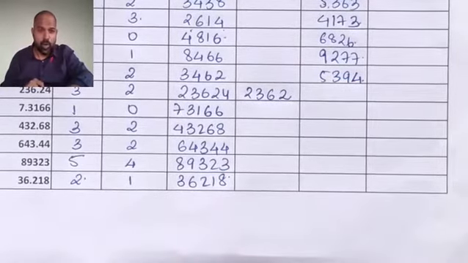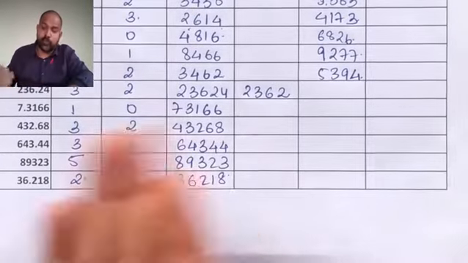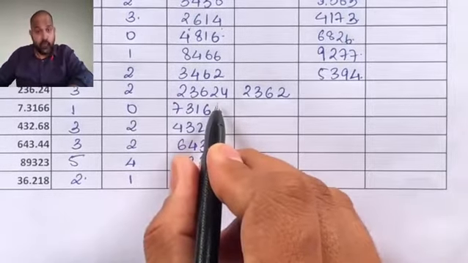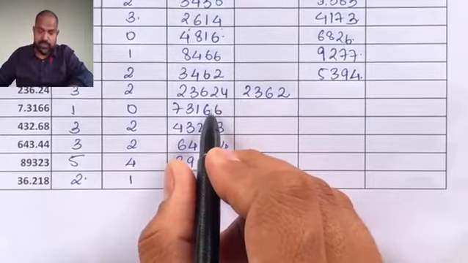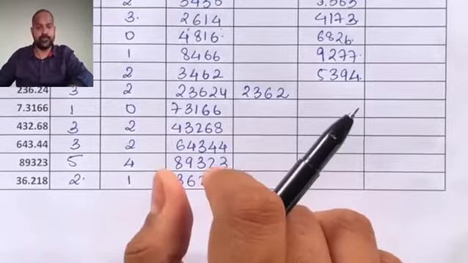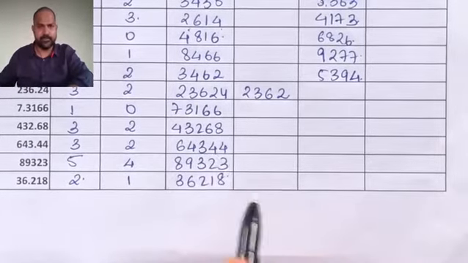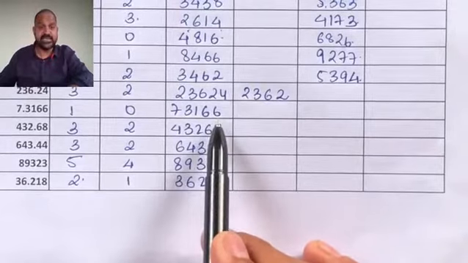Sir, won't that be wrong? It will be, but then we don't have a choice. This is the closest approximation that we can look for. We can look for 2362. Okay, then what about 73166? Same. Last digit is 6.